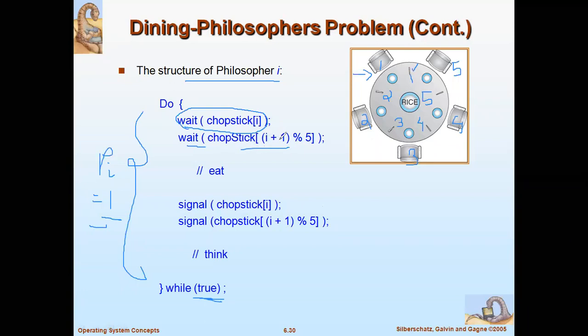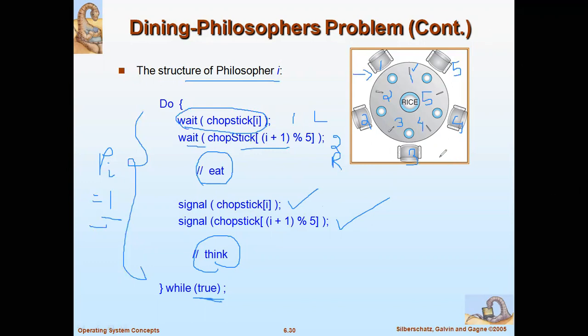So this is I plus 1, which is 1 plus 1, so 2 modulo 5 is nothing but 2. So the value of this is 1, the value of this is 2. So he will try to grab his left chopstick first, and then his right chopstick next, if both the chopsticks are available. After that, he will finish eating. Then he will release his left chopstick, and then his right chopstick, and start thinking again, so that the other philosophers can begin eating. So this process continues.